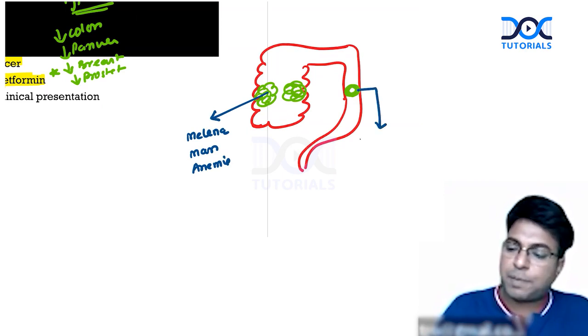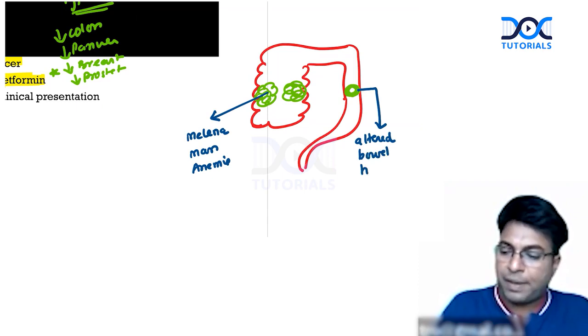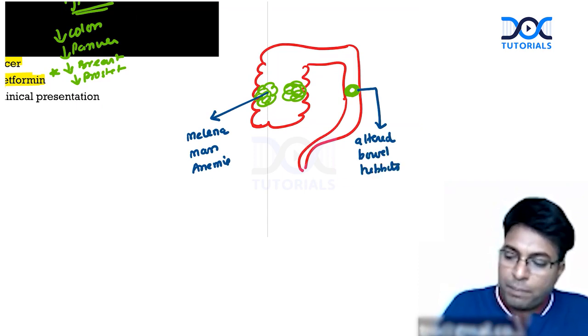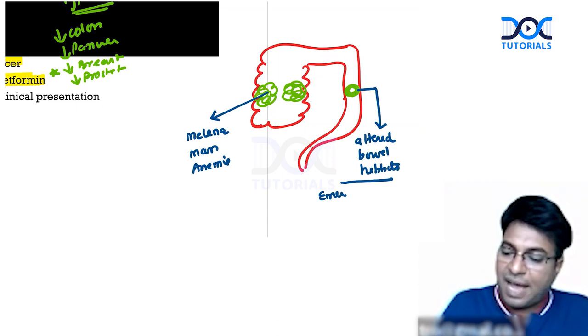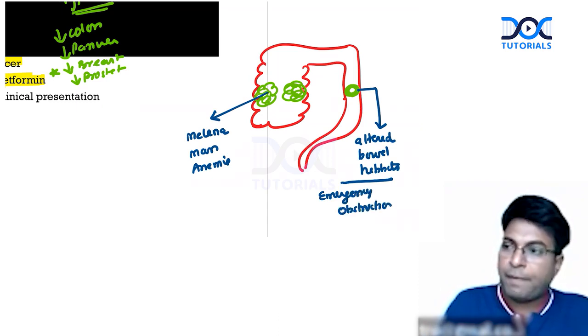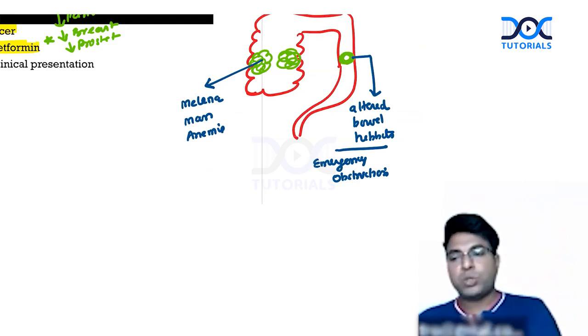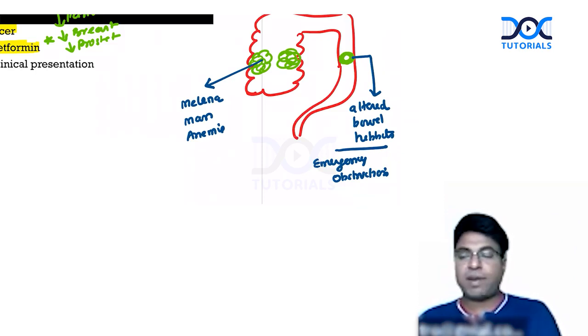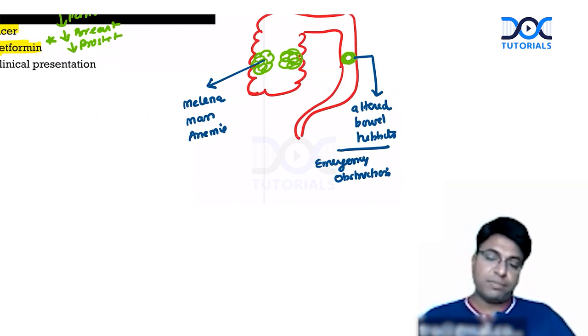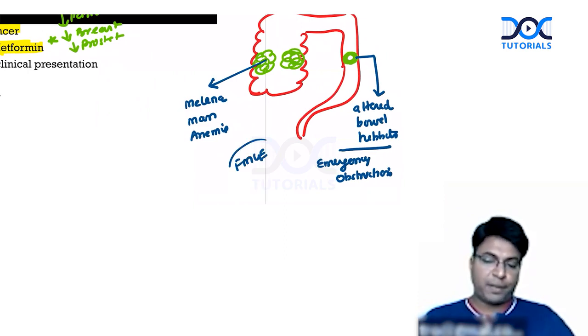Left colon cancers present with altered bowel habits like loose stools, constipation, and more importantly, they present in emergency as obstruction of the left colon. That is the point I want you to remember. So melena and mass is the presentation of the right colon. Emergency left colon presents with intestinal obstruction. This is an FMG question. Please don't forget this FMG point.